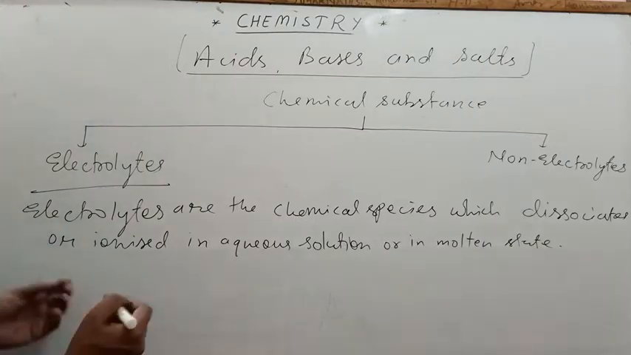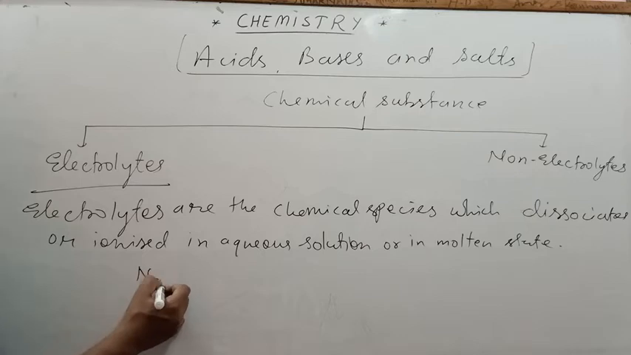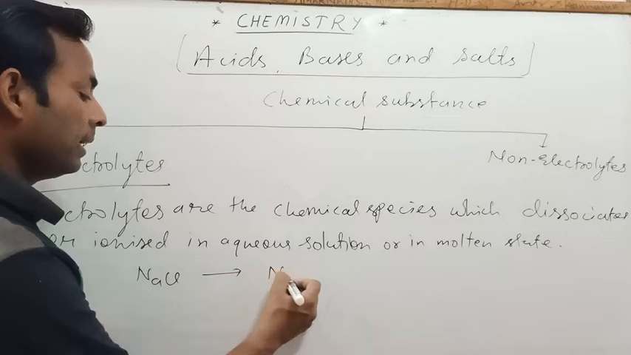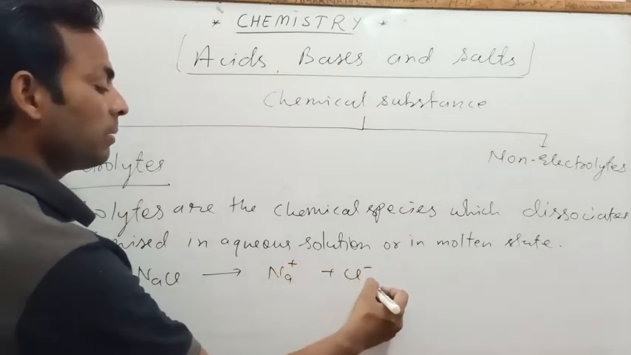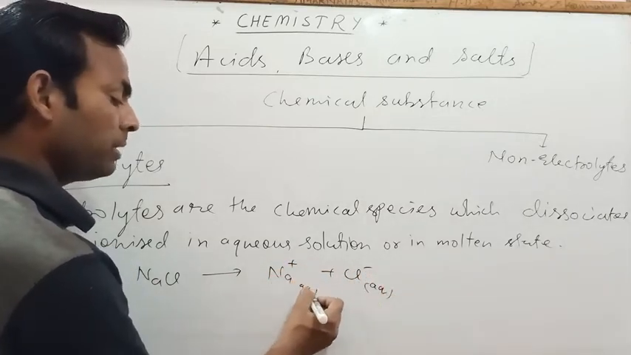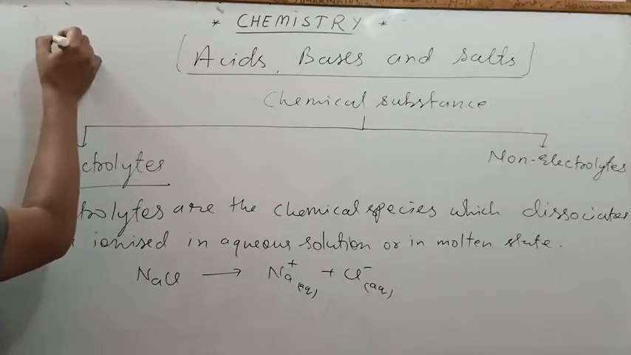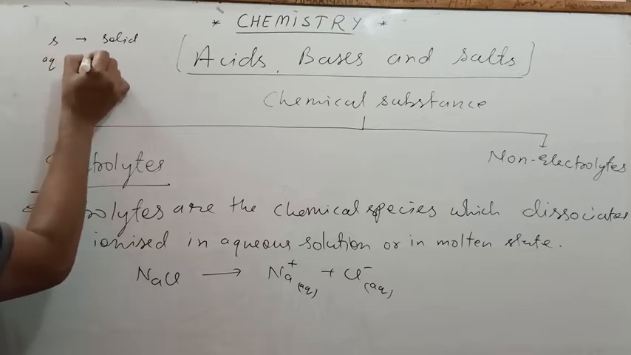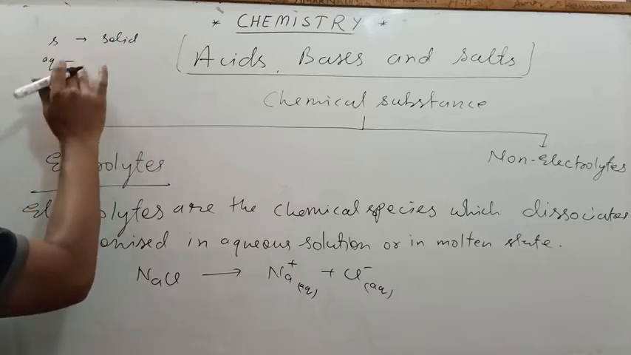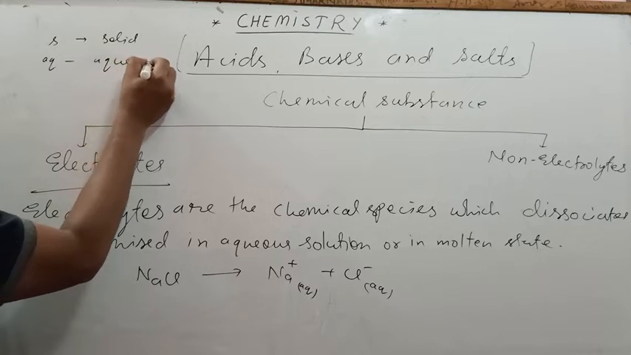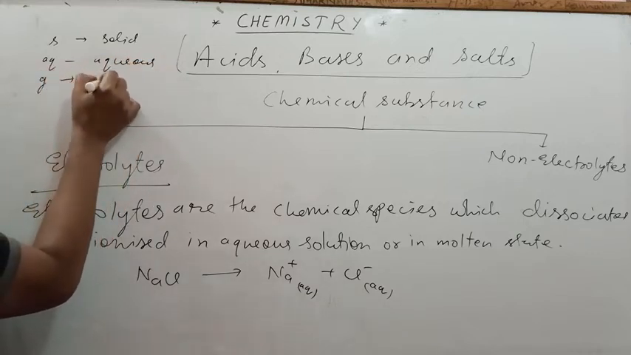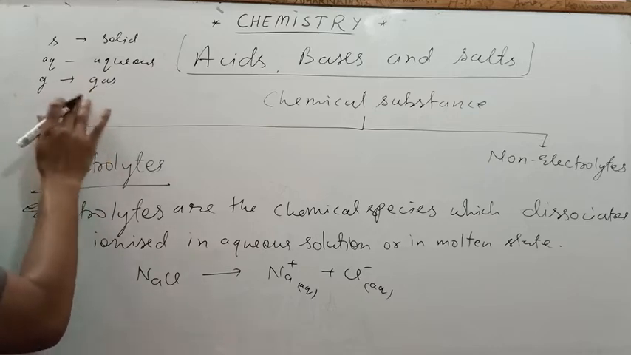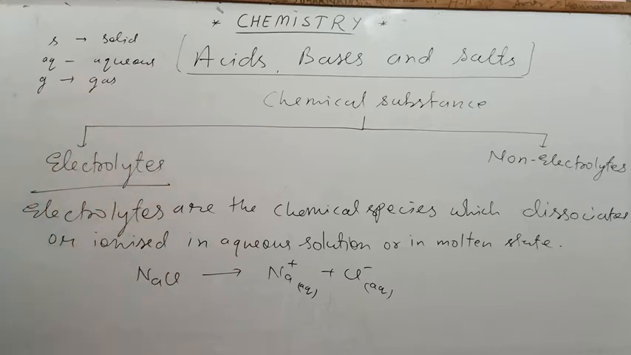Clear students? Okay. Like NaCl, when I dissolve NaCl in water, it will give Na+ ion and Cl- ion, aqueous. Aq means aqueous. Look here, one more thing. S means solid, it represents the solid. Aq means aqueous. G means gas. PPT means precipitate, a semi-solid substance.